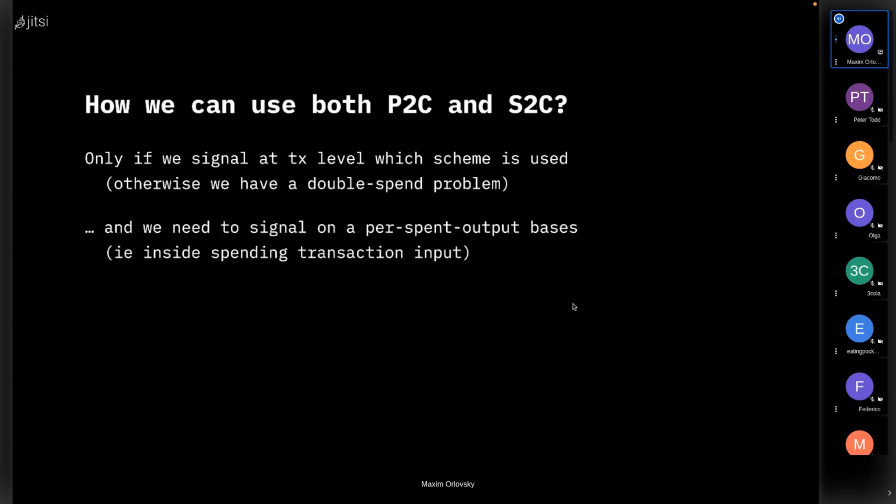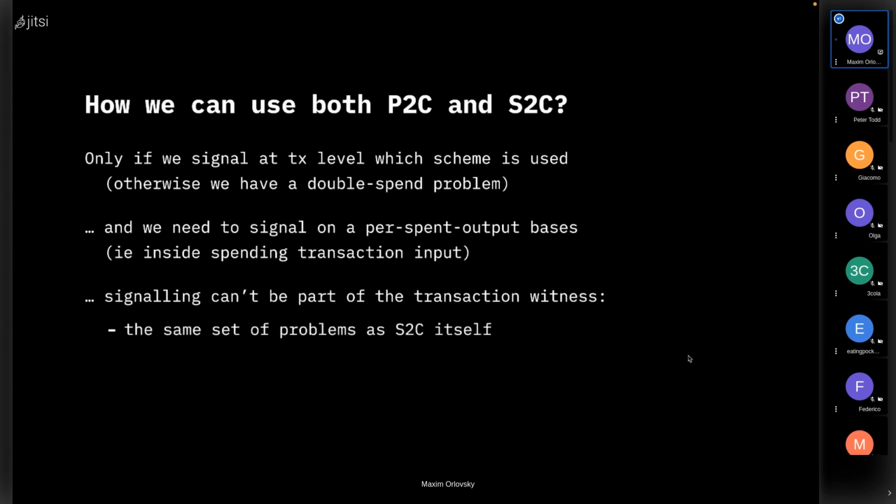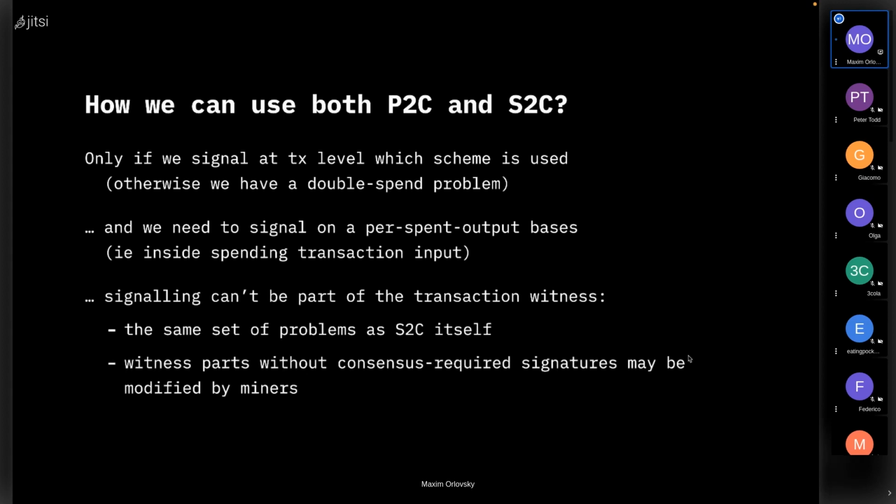We need to signal on a per spent output basis, because you can spend multiple single-use seals with the same transaction. So it should be a transaction input that actually signals how the commitment for this single-use seal that is closed should be put into the spending transaction. And this signaling can't be part of the transaction witness, because the most important thing is that it can be modified by miners. So the only way to signal is to use the nSequence number. And there is a solution, quite complex, for how the nSequence number can be leveraged to do that.